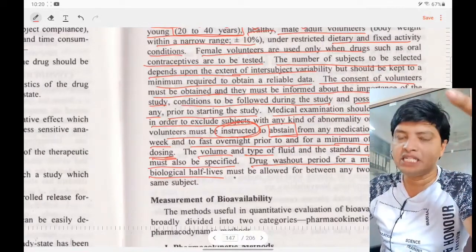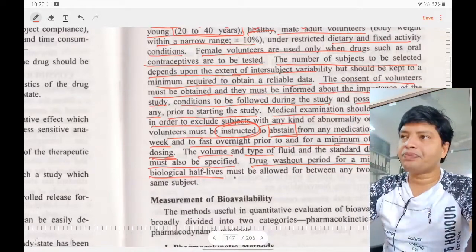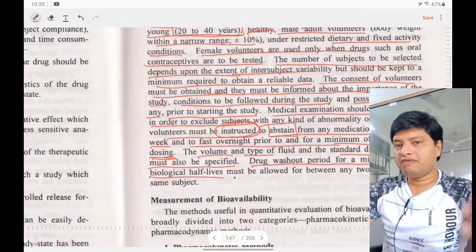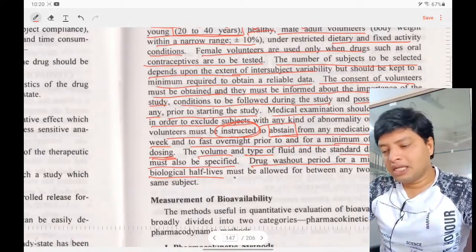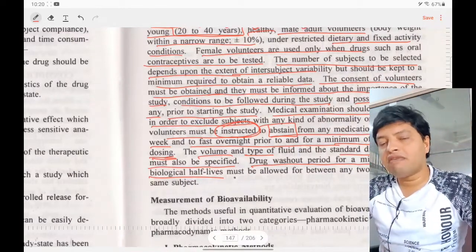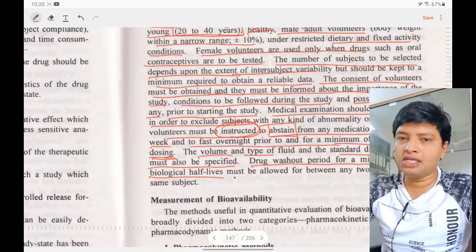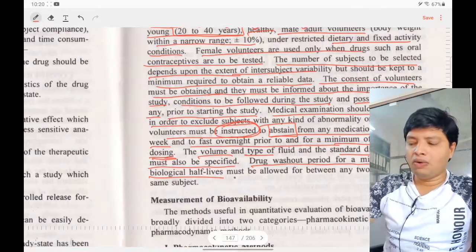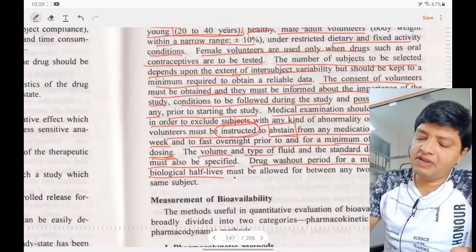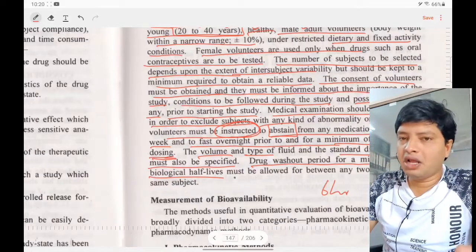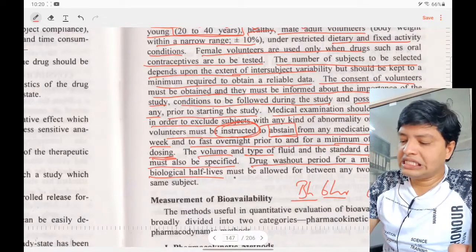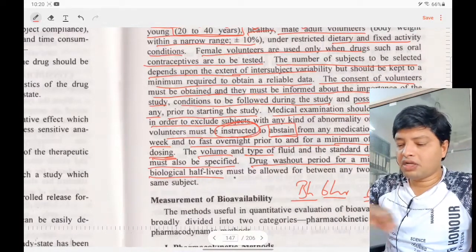We have two half-lives. There is stability half-life: if you keep the drug outside the body, the time taken for the drug to reach half of its concentration. That is for stability. Biological half-life is within the body, the time taken for the drug to reach half of its initial concentration. So you need to wait till 10 biological half-lives. For example, if the biological half-life is 6 hours, then you need to wait 60 hours till the washout period.